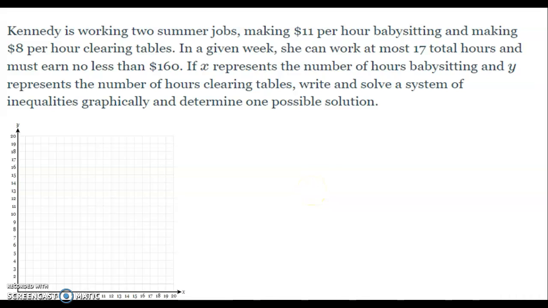All right, in our last example, we actually have a system. So we're going to be writing two equations. Kennedy's working 2 summer jobs. She makes $11 per hour babysitting and $8 per hour clearing tables. In a given week, she can work at most 17 total hours. That's going to be important. And she must earn no less than $160. So X is going to represent her number of hours babysitting. Y is going to represent the number of hours clearing tables. And we're going to write and solve an inequality and determine one possible solution.